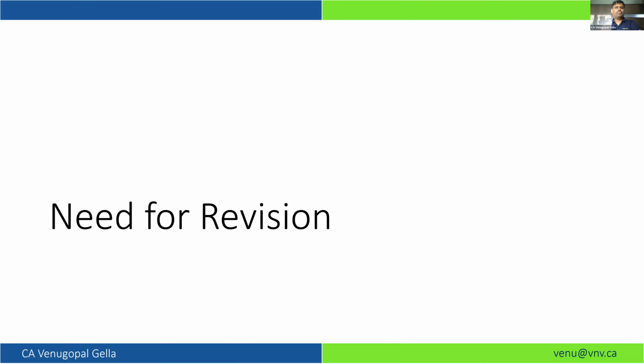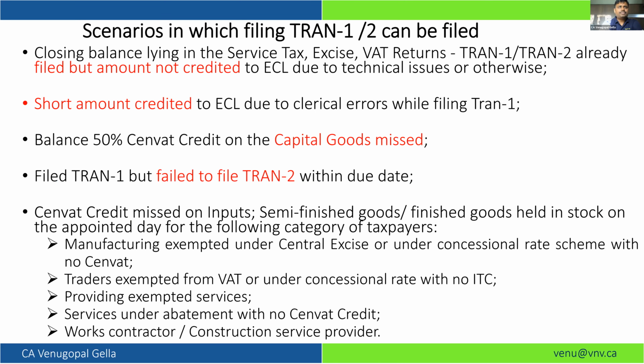Now, what was the issue? Why is the need for revising the Tran return? If you notice, the closing balance which was there, for some, they have filed, but it did not get credited to the electronic ledger. Now, you may ask how. I don't know how, but it happened. Or I have erroneously reported instead of 50,400, a 0 was missed out, it only became 504, right? So values error. Or I have not reported some values in some tables.